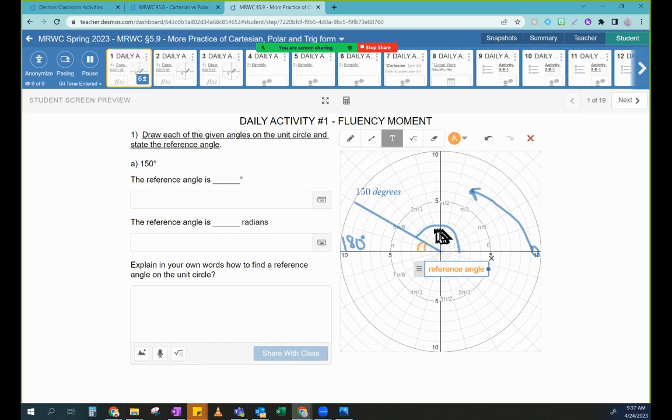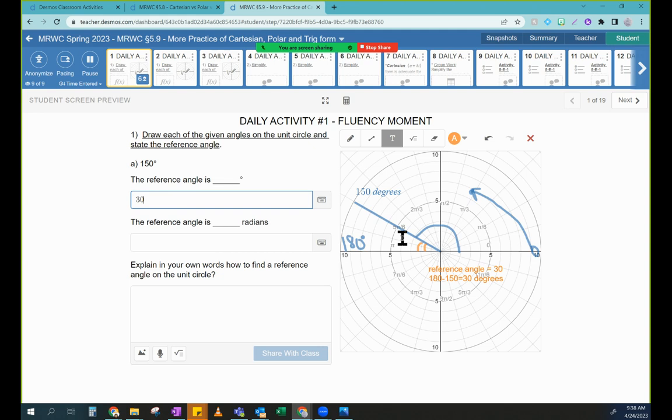So if this is 150 degrees, what would our reference angle be in this case? If this is 150 degrees, yeah, exactly. It's 30 degrees. And in case you don't know where the 30 degrees comes from, it's 180 minus your 150 equals 30 degrees. Okay. So here your reference angle is 30 degrees. We're going to write that. Now in radians, if you look where this lands, it's 5 pi over 6.